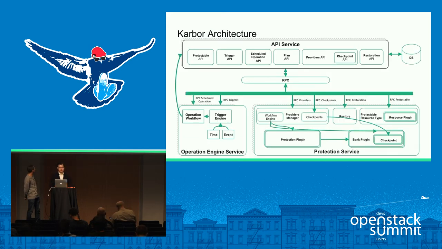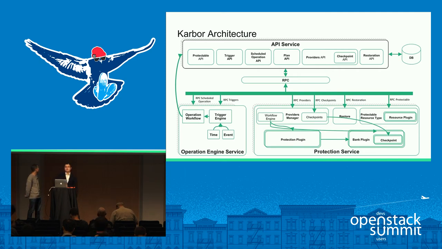This is the Karbor architecture. First, you can see a lot of resource APIs. And in the left part, there is the operation engine service. It provides a trigger engine, like timers and events. It is triggered by what the user defines, such as once a week or twice a week. And the operation engine service will trigger the protection plan. The very important service is the protection service. It includes the workflow engine, and it also includes the protection plugin and the bank plugin. Karbor defines this high-level framework for vendors to write code to provide the protection action.